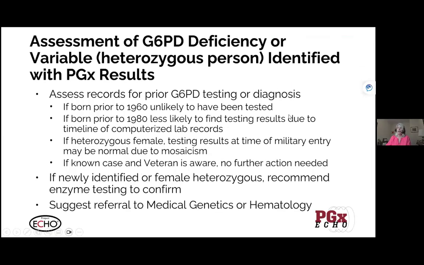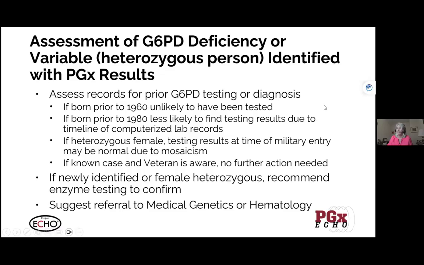So what do we do when we get a result back, getting the PGx panel in the VA these days, and it shows the patient is deficient or variable, such as a heterozygous person with two X chromosomes? Typically, my process is to assess the records for prior G6PD testing. I do keep in mind that if they were born prior to 1960, they're unlikely to have been tested. And if they're born prior to 1980, it's going to be hard to find those records because they're probably not in the computerized lab records.